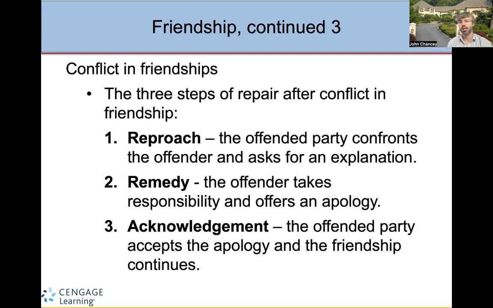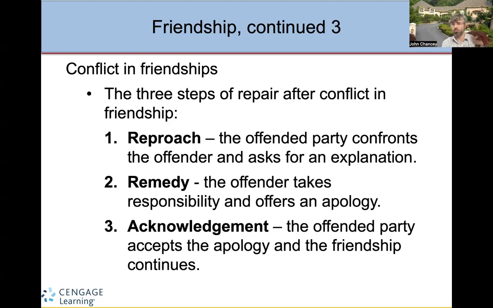What happens when we deal with conflict? What happens if you get in a fight, get in an argument with a friend? There are different steps that you can take to repair the conflict. One of those is reproach. The offended party confronts the offender and asks for some kind of explanation. Hey, you said this and I didn't like it. Tell me why.